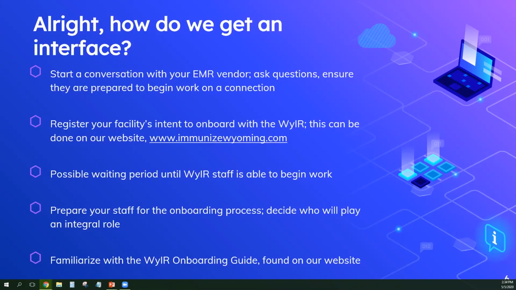And if everything checks out, they're ready to connect now, you guys are ready to go, then you'll want to register your intent to connect with the WyIR. You do this by filling out a form found on our website, and this just alerts us that your facility is ready to go. And depending on how many facilities we currently have onboarding or other competing priorities, you may be placed on a brief wait list until we're able to dedicate the necessary time and resources to your connection. Because again, we really don't just connect and walk away. We truly spend some time ensuring that your connection works exactly the way that it should and is helpful to your facility.